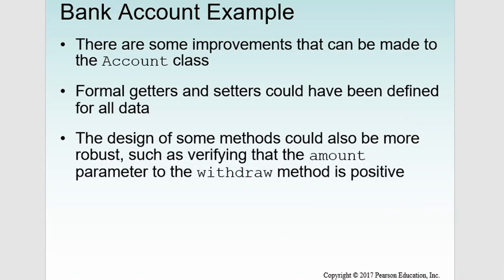There are some improvements that can be made to the account class. Formal getters and setters could have been defined for all data. The design of some methods could have been more robust, such as verifying the amount parameter to the withdrawal method is positive. So if you're going to withdraw money from your account, we should check the amount to verify that you actually have enough to cover that withdrawal.